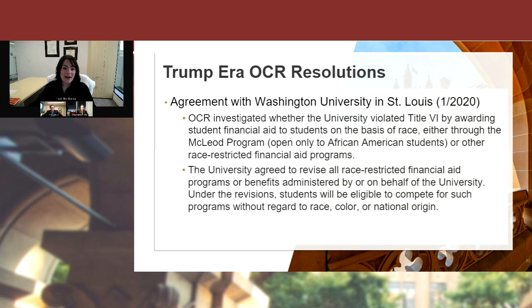The last Trump-era OCR resolution we're going to look at was with Washington University in 2020, and OCR investigated whether the university violated Title VI by awarding student financial aid to students on the basis of race, either through the McLeod program, which is open only to African American students, or through other race-restricted financial aid programs. And the university agreed in this agreement to revise all race-restricted financial aid programs. And so students would now be eligible to compete for those programs without regard to race, color, or national origin.